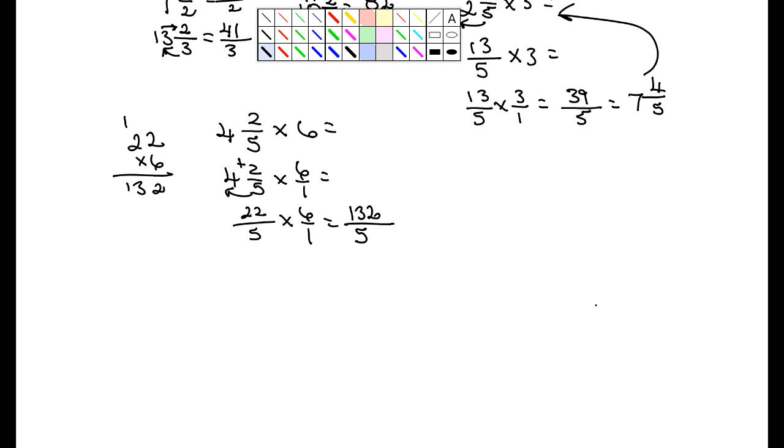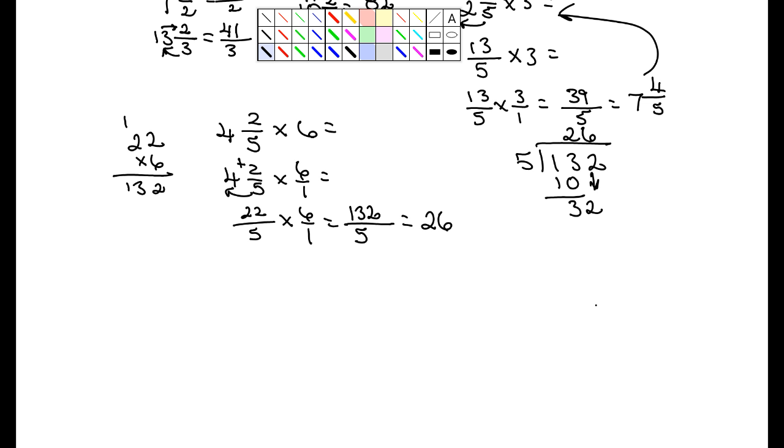Then the question is, how many times does 5 go into 132? Well, I could do 132 divided by 5. 5 goes into 13 twice, right? That's 10. What's left over? 3. Okay. And then bring down the 2. 5 goes into 32 6 times. So 26. So 5 goes into 132 26 times. Okay, what was left over? 2.